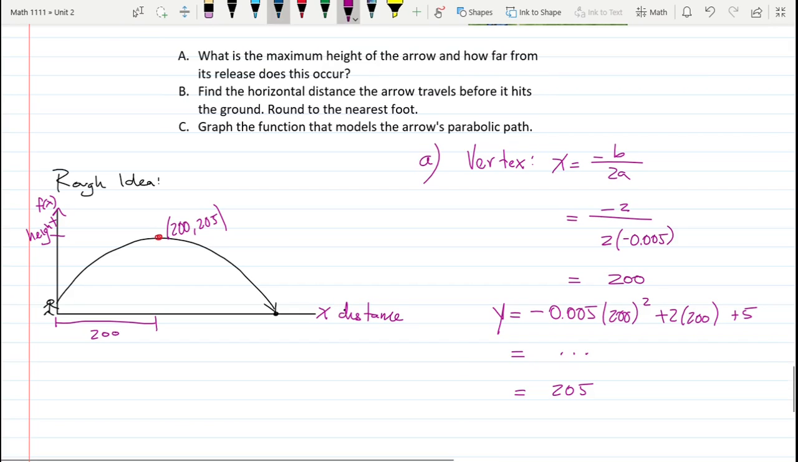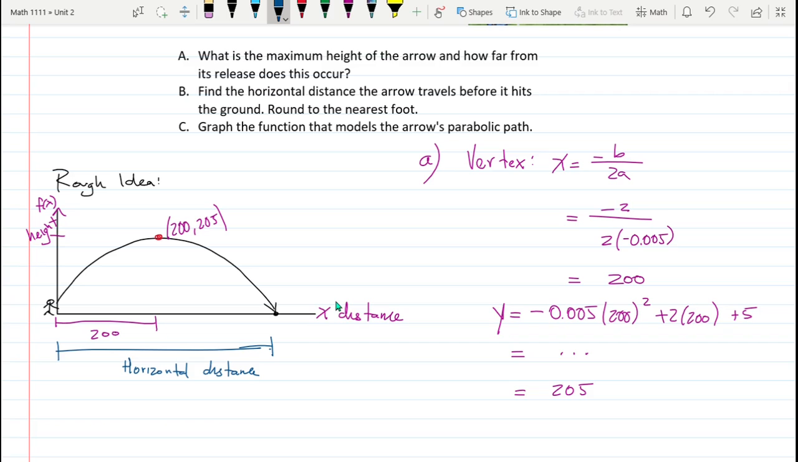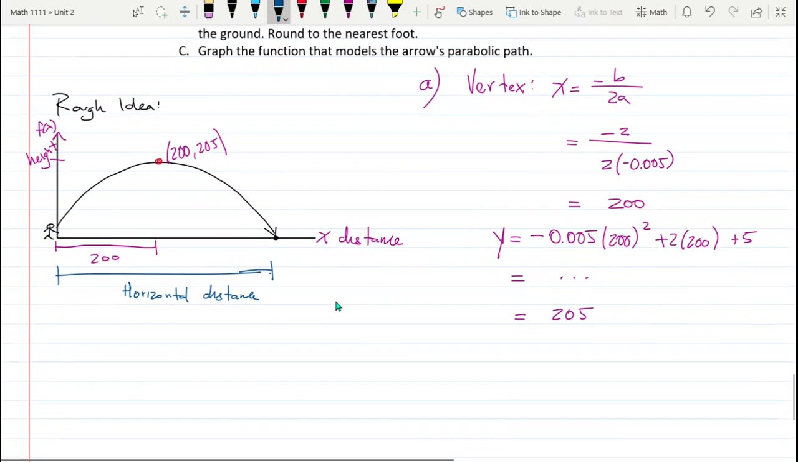Perfect. Now part B is asking, well, it says find the horizontal distance the arrow travels before it hits the ground. So this right here is the horizontal distance until it hits the ground. So that means find the x-intercepts. So part B just says find the x-intercepts.